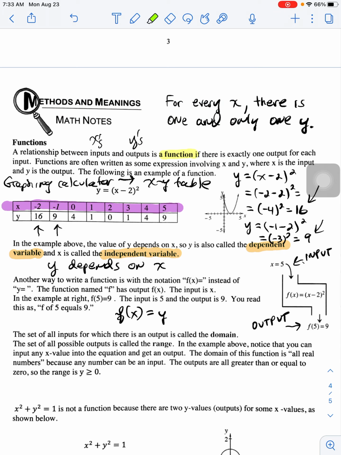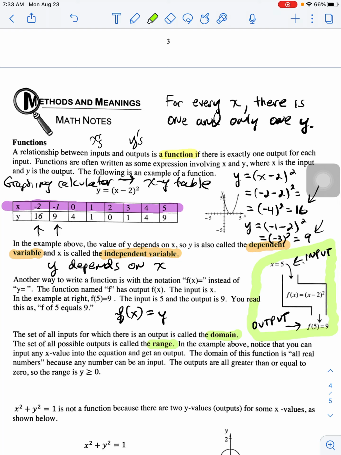Okay, so the set of all inputs for which there is an output is called the domain, and the set of all possible outputs is called the range. So long story short, we are eventually going to be looking at domain and range. If you don't quite understand this part of the notes, it's okay for now because it's not the focus. The focus is going to be this whole idea of you guys plugging in to get values, a certain output.